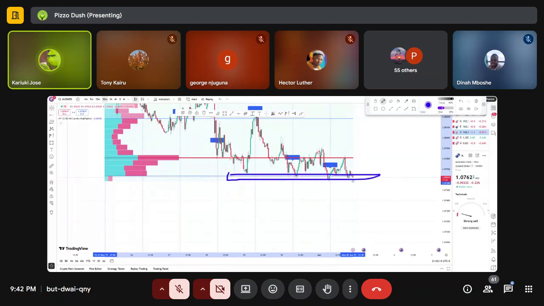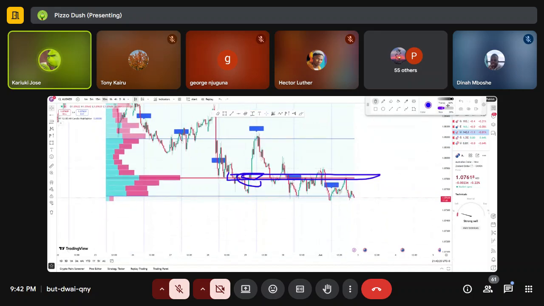Retesting. If it's buys, obviously you look for buy positions when the market is at the value area low. A lot of buyers are interested in this one. A lot of sellers are interested in the value area high with this specific zone here. So guys, I hope you get it.